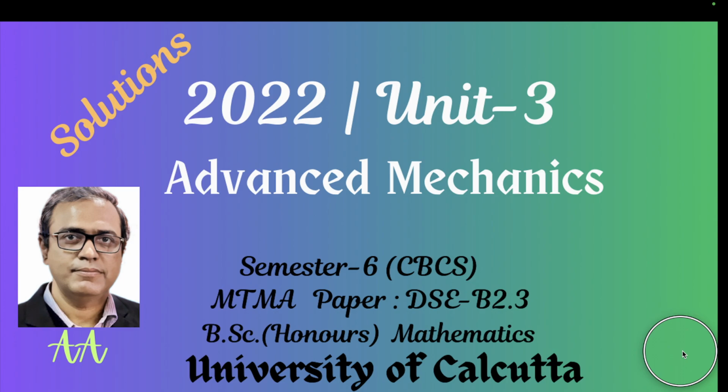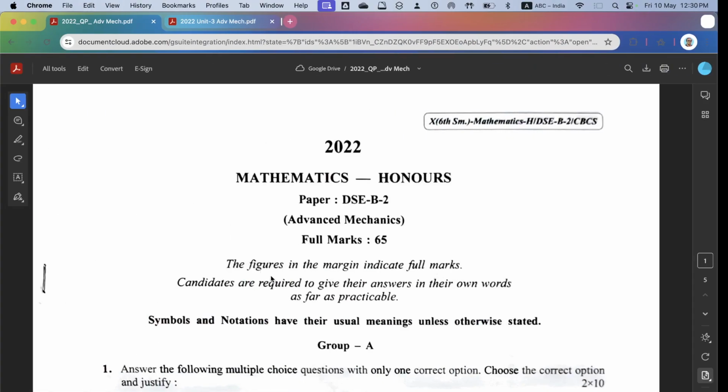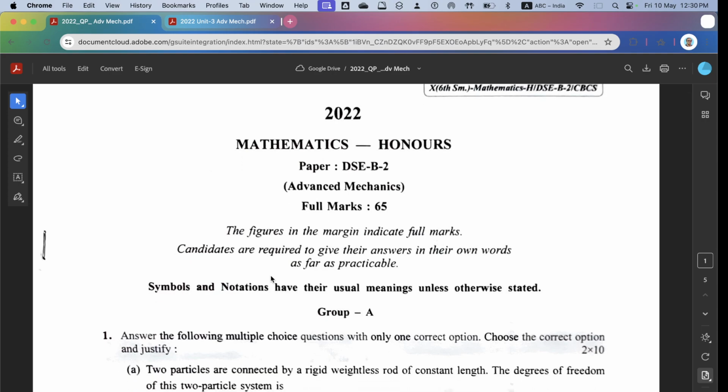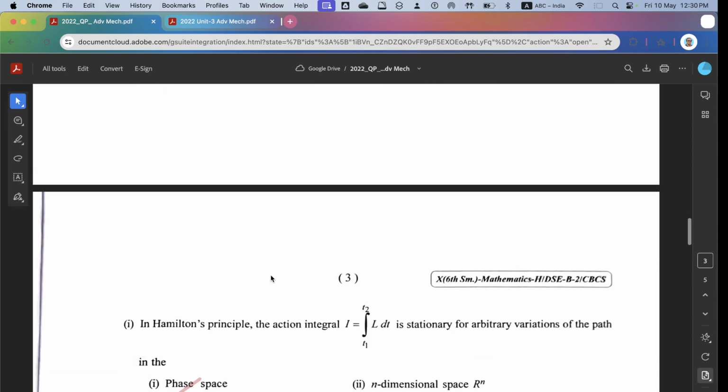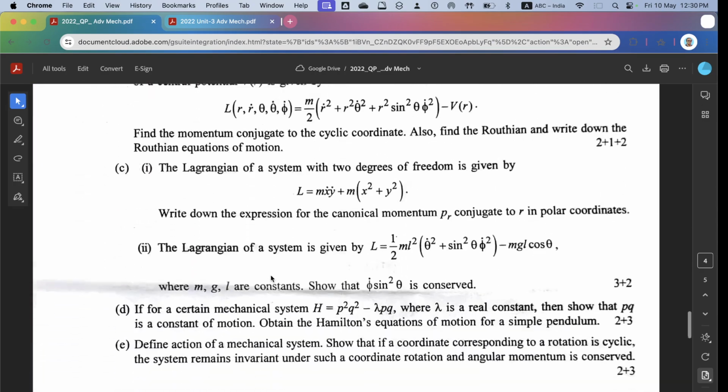Unit-3 2022 Advanced Mechanics Solution. Question paper 2022 Advanced Mechanics, Unit 3.